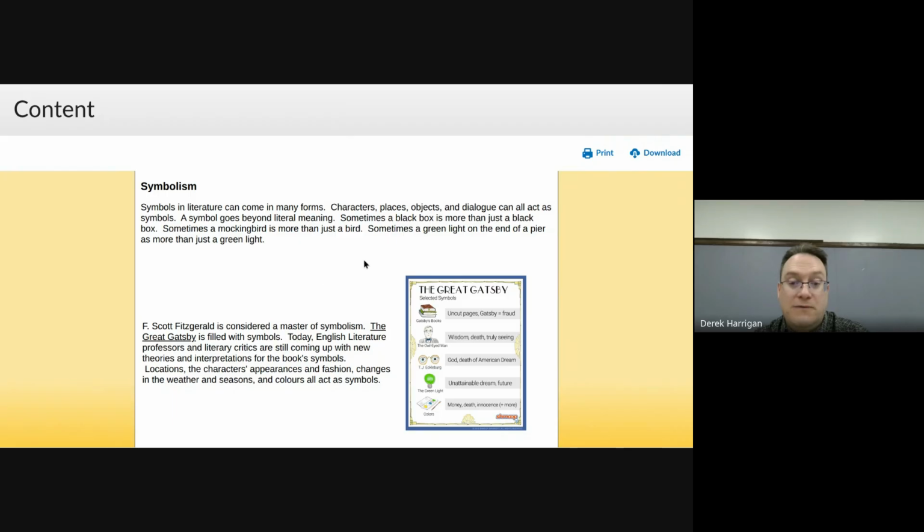And one really powerful example is the green light that we keep hearing about. That's at the end of the pier on the Buchanans' property that Jay Gatsby keeps staring at, right? That green light, there's a reason that it's green, that it's not a yellow light or a red light or another color. There's a reason it's green. F. Scott Fitzgerald chose green on purpose. And so if we look a little deeper, we can find all sorts of locations and objects and ideas in the book that are symbolic.